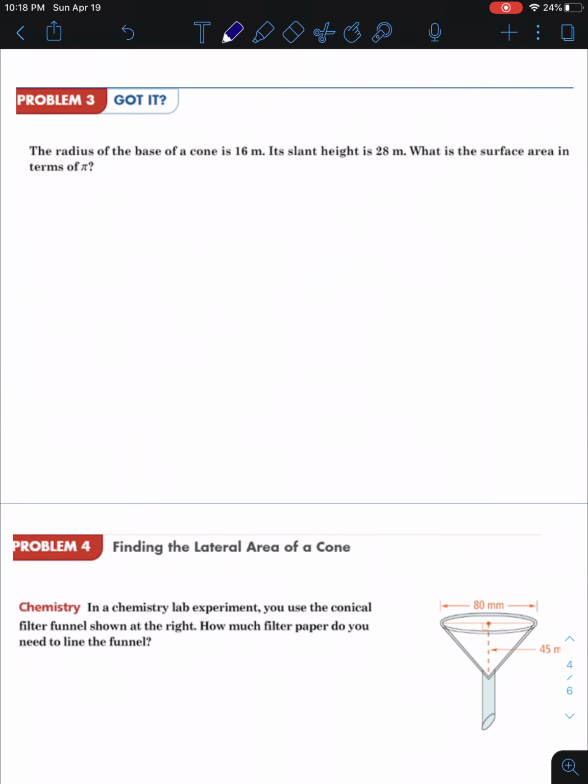The radius of the base of a cone is 16 meters. So we're going to try to draw a picture. Let me get my cone looking like that. The radius then is 16 meters, and the slant height is 28 meters.